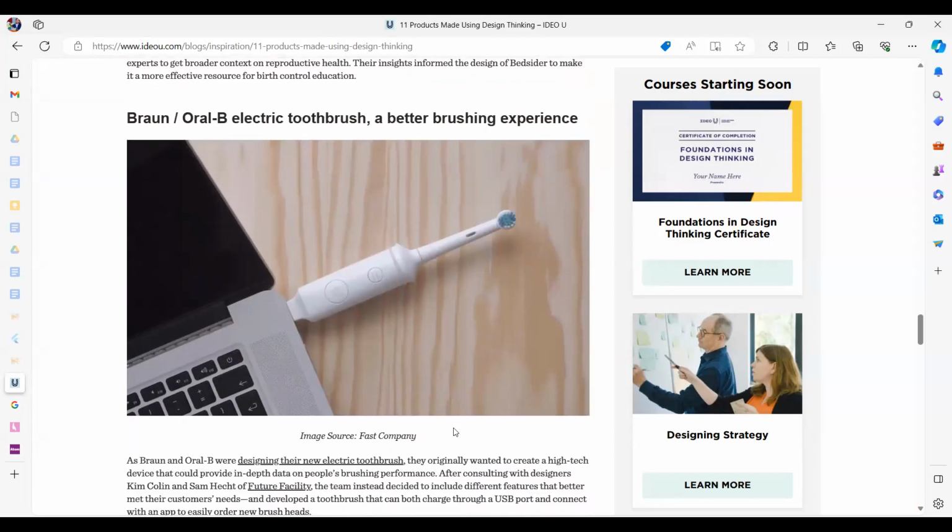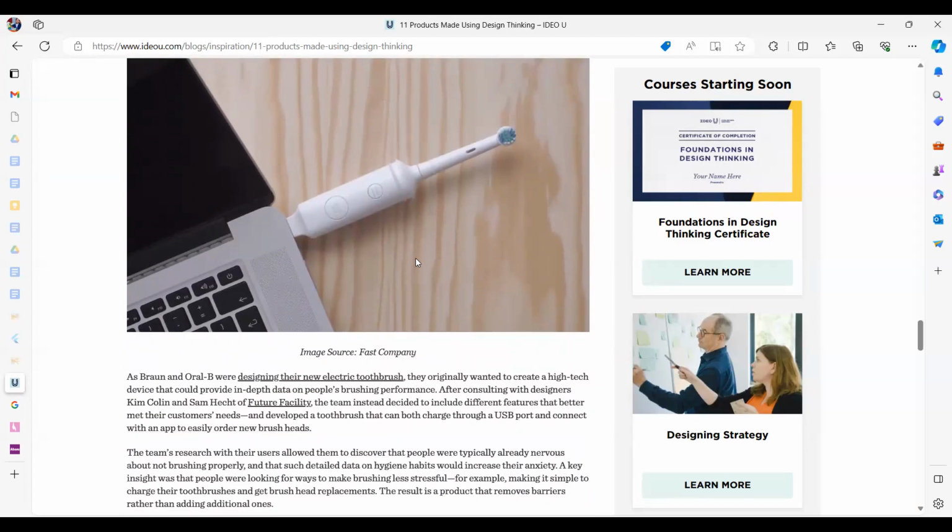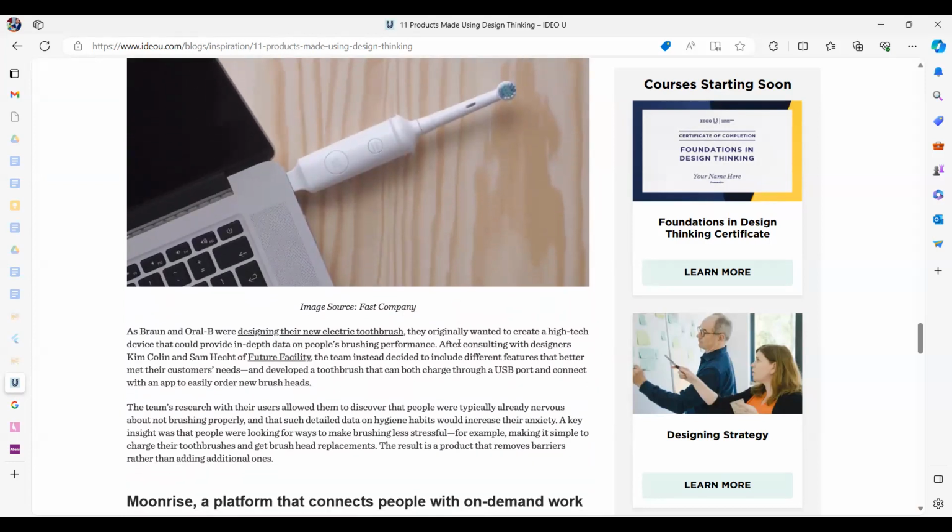Another very good product is the Oral-B electric toothbrush. This is something again designed completely with user input, right? So this is the new electric toothbrush. They originally wanted to create a high-tech device that could provide in-depth data on people's brushing performance.